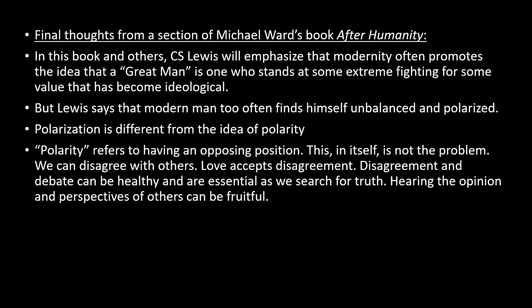We can disagree with others, and really love accepts disagreement. Disagreement and debate can be healthy, and they can be essential as we search for truth. Hearing the opinions and perspectives of others can be very fruitful, and it's something we should always encourage. We should always listen to both sides, especially today, with people very loud on different sides of different arguments, whether it's science or politics or morality or whatever it is. Listen to each other. Have healthy disagreements and healthy dialogue, because it can help us understand truth more deeply.